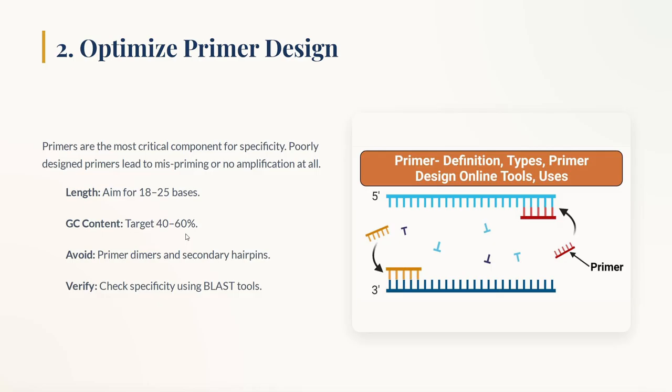So that could be one of the reasons. And if it is not breaking, if the DNA templates are not getting separated properly, of course there will not be any amplification, right? So that is also very important while designing the primers. Keep in mind it is between 40 to 60% only. Next thing is you should avoid primer dimers and secondary hairpins.